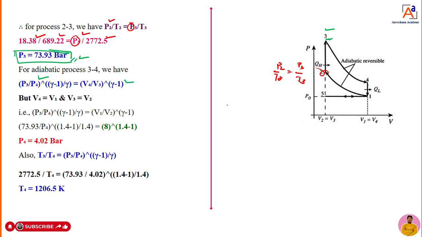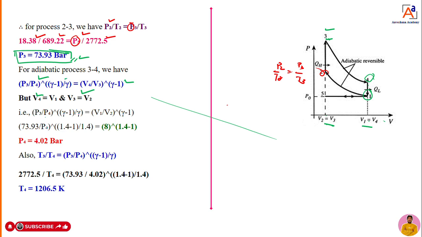But you have to see, dear students, what the values of V4 and V1 are. V4 is equal to V1. You can see in the PV diagram, because heat is rejected at a constant volume, V1 is equal to V4. Similarly, heat is added at a constant volume, so V2 is equal to V3. So this equation I will modify now.